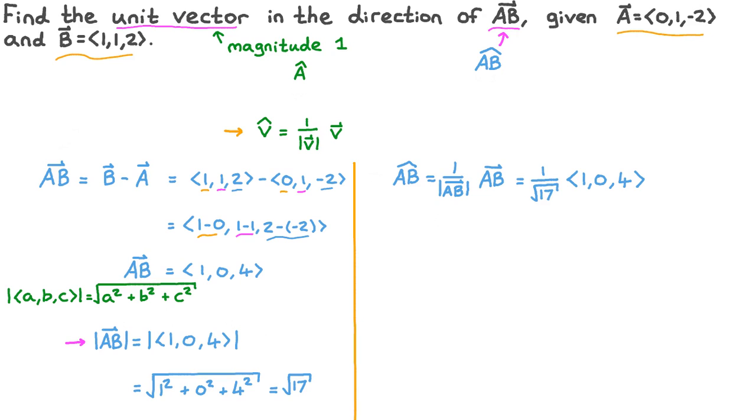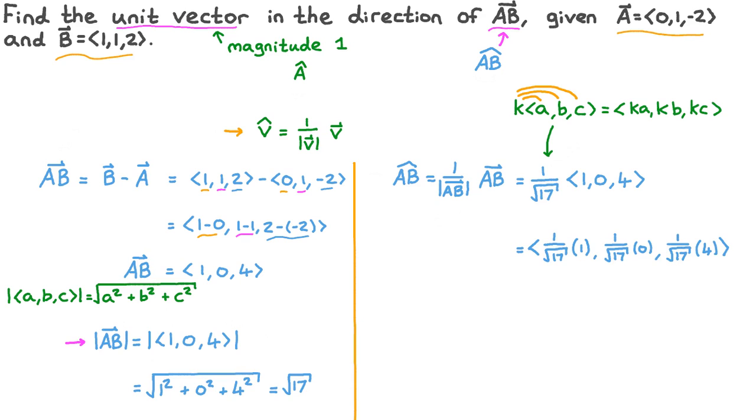Now we could leave our answer like this, however we can simplify this because we can notice we're multiplying a constant by a vector. So we can simplify this by using scalar multiplication of a vector. We recall, to multiply a scalar by a vector, we need to multiply all of our components by our scalar. In other words, k multiplied by the vector a, b, c is equal to the vector ka, kb, kc. So we need to multiply all of the components of our vector by our scalar 1 over root 17. This gives us the vector 1 over root 17 times 1, 1 over root 17 times 0, 1 over root 17 times 4. We can evaluate each of these components. We get 1 over root 17, 0, 4 over root 17.